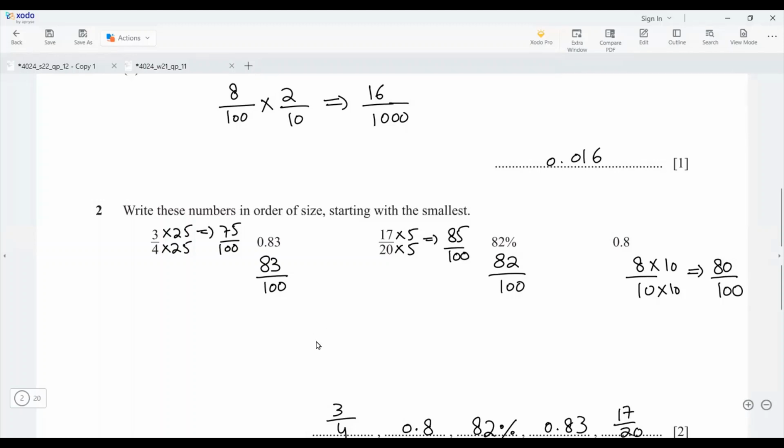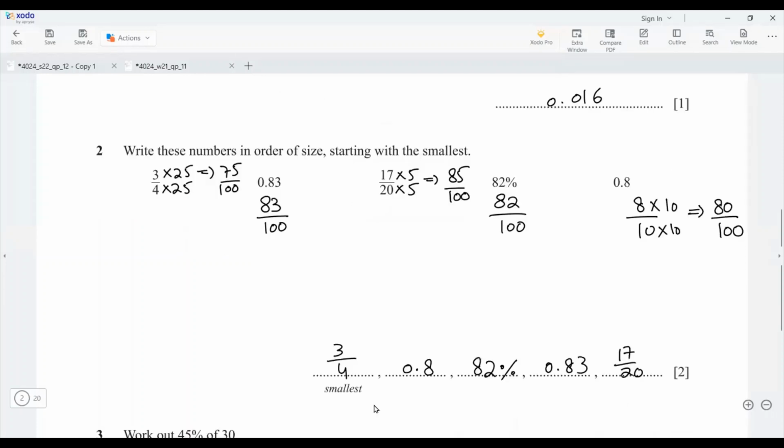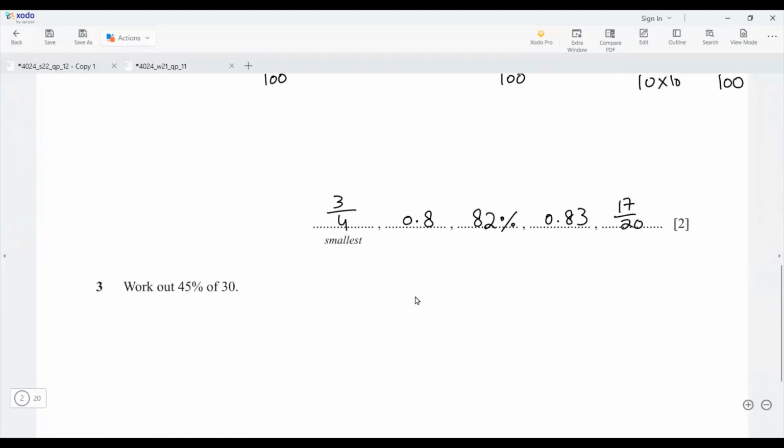So moving ahead to the next question. In the next question, it is basically related to percentages. So we have to work out. Work out means we have to find a number basically. So 45% is basically anything that is written with percentage is basically divided by 100. Off means multiplication and times 30.